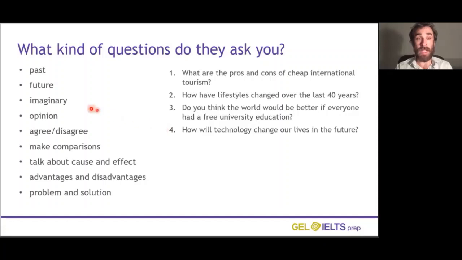This is, of course, a future question. It's asking for your prediction about how life will be different. So for this question, you want to be using be going to and will for future predictions, maybe some future perfect and future continuous, and maybe some expressions like I would expect that or it is predicted that.